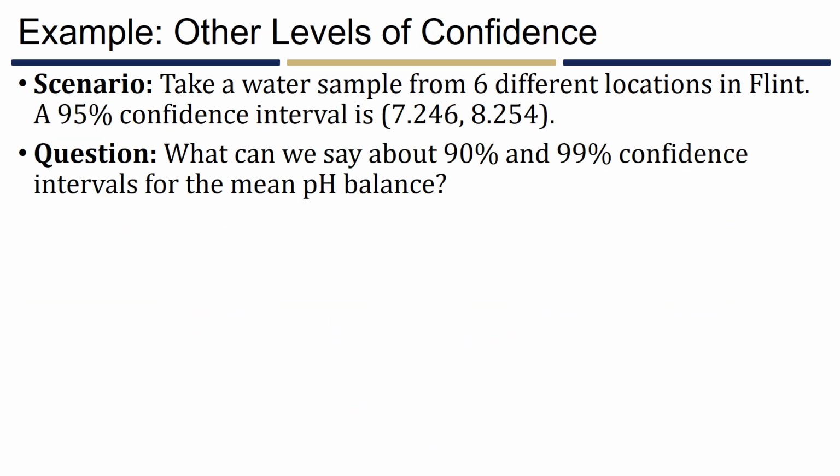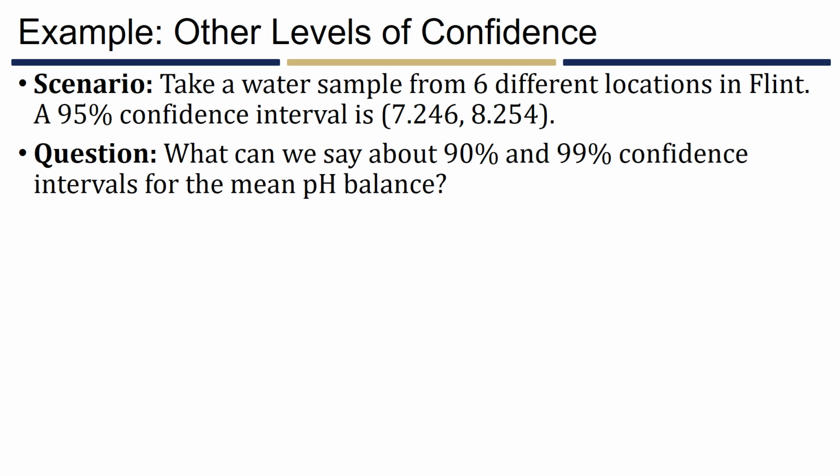Let's discuss the implications of choosing a different level of confidence. Now, notice for our 95% confidence interval, we had a critical value of 2.571. This is considerably larger than the critical value of 1.96 that we would typically use when using the standard normal distribution, when using the z-distribution.